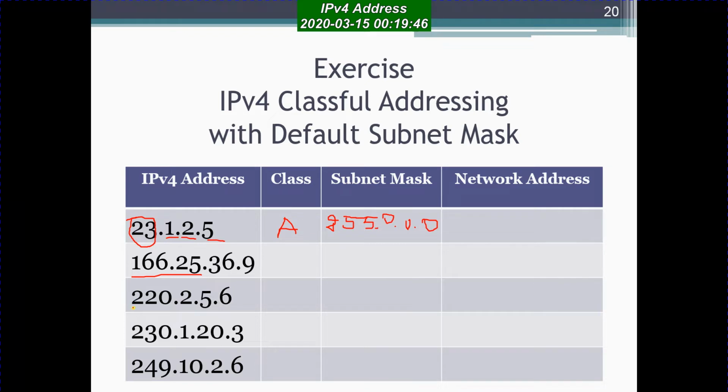Now the third IP address here is simply, you see 220 is between 192 and 223. This is a class C.